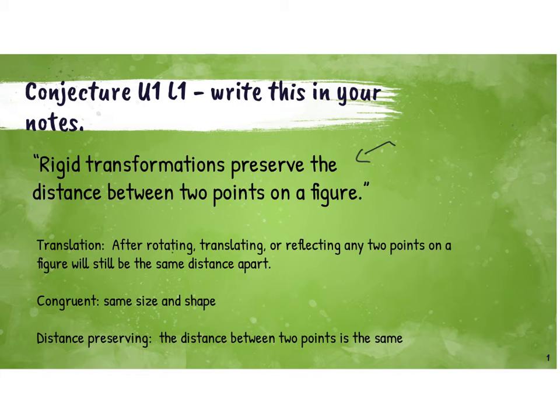Even if you flip a shape, rotate a shape, translate a shape, it's still going to keep the distance between 2 points the same. Other words you need to know for this lesson are congruent, which just means the exact same size and shape, and then distance preserving, which again means the distance between 2 points stays the same.